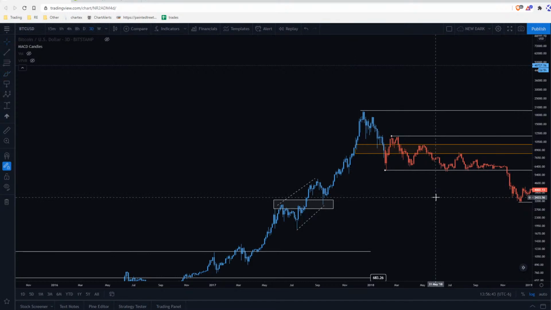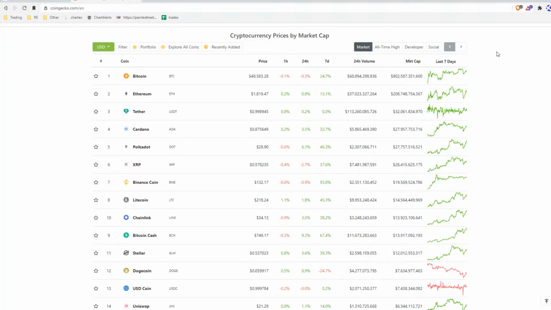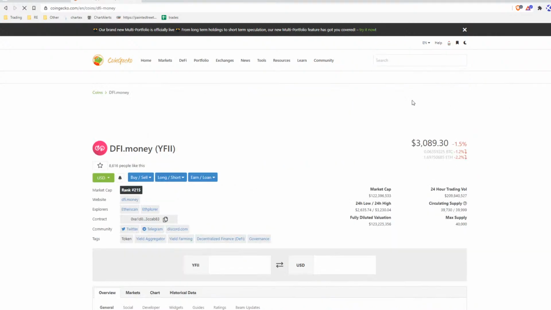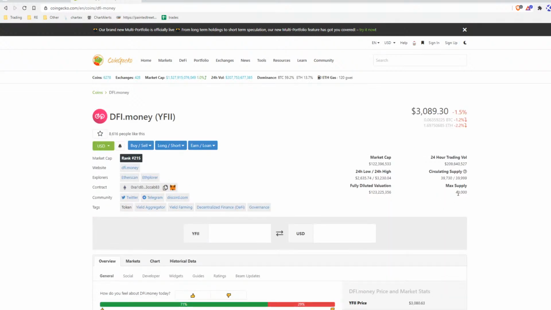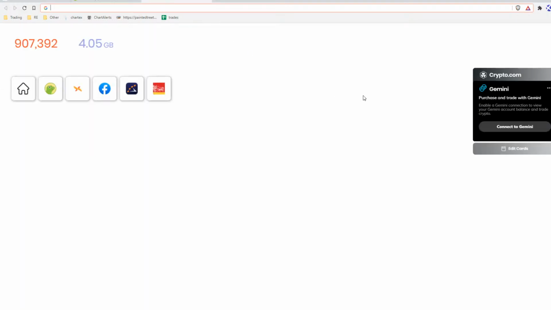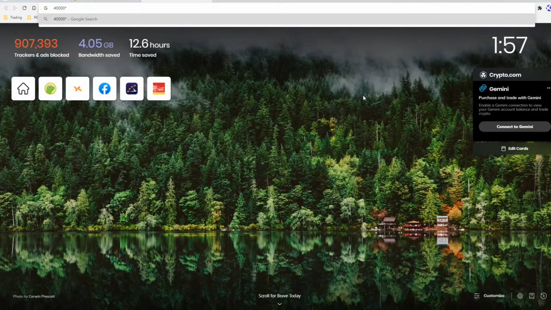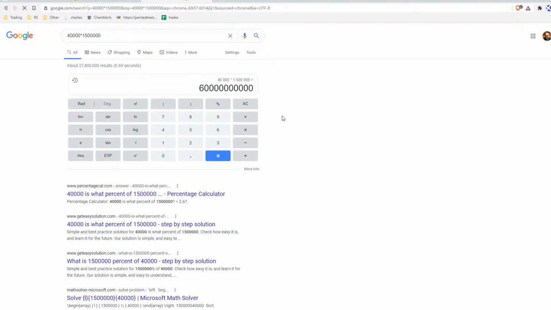Is YFII going to run to 1.5 million? I don't know. Probably not. It seems pretty unlikely. But if you look at it, the supply is only 40,000. Max supply is 40,000 coins. Let's just do 40,000 times 1,500,000. That's a 60 billion market cap.